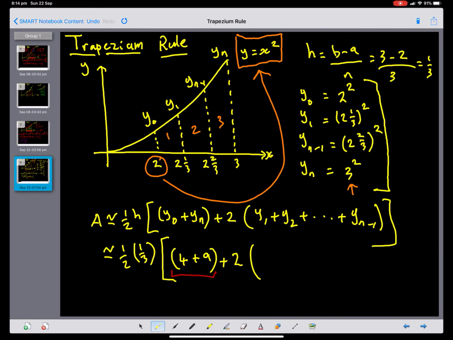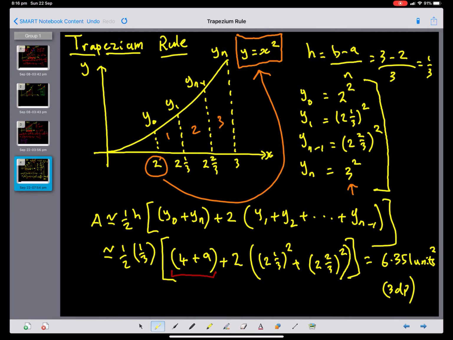Y of 1 is simply 2 1/3 all squared. And then we've just got y of n minus 1 is 2 2/3 squared. And we need to make sure we got the same number of left-hand parentheses and right-hand parentheses. I've just used square brackets to distinguish between the total sum here and the smaller sums. Okay, so let's put this in our calculator, and we're going to get 6.351 units squared to 3 decimal places.